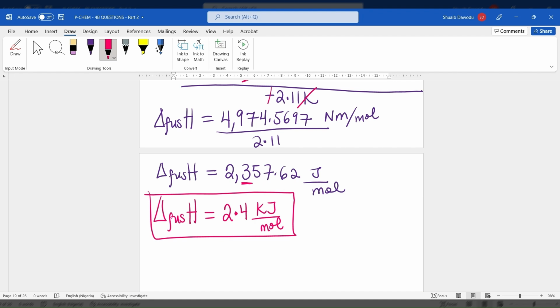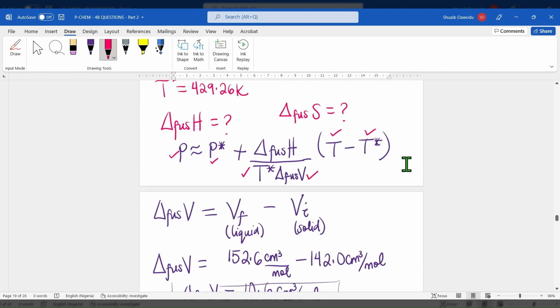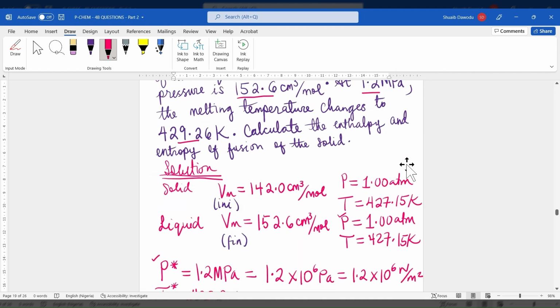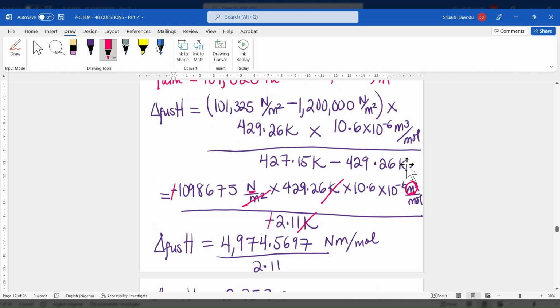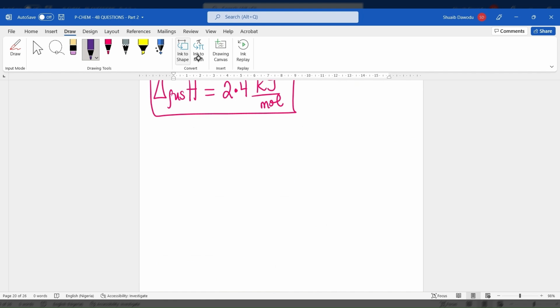So of course, from joule to kilojoule is to divide by 1,000. So we end up with 2.4 kilojoule per mole as the change in enthalpy of fusion. Now that we have successfully done that, we see that we're still not done with the question. The question asks us to find the change in entropy, or entropy of fusion. So the entropy of fusion is the next thing on our list.